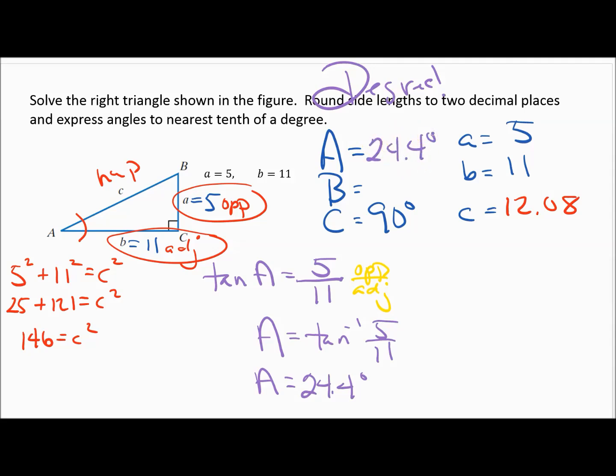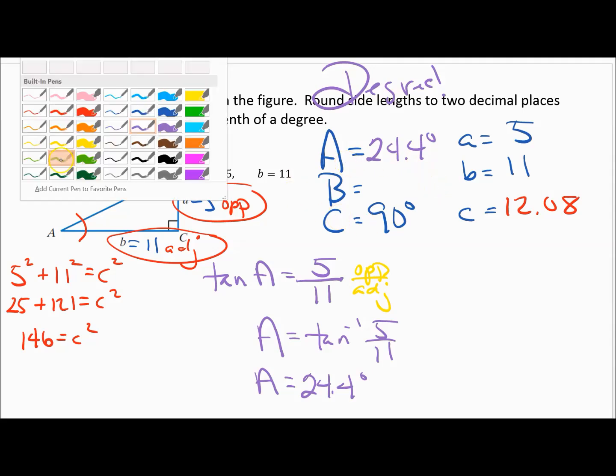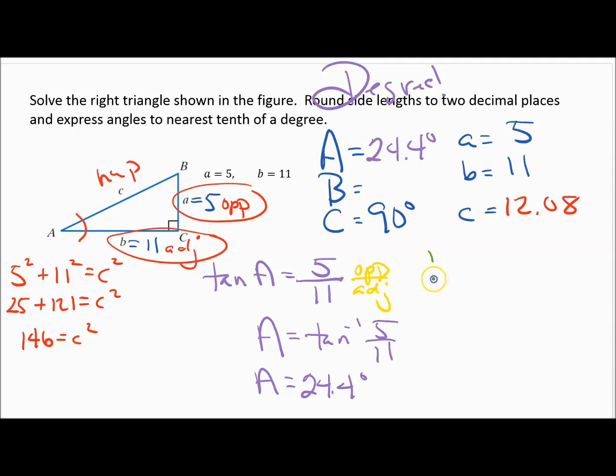All right, now to find our third angle, we can do our trick of 180. So B would equal 180 minus the two we know, 90 degrees and 24.4 degrees. I'm going to type that in my calculator, 180, subtract 90, subtract 24.4, and I get 65.6 degrees.